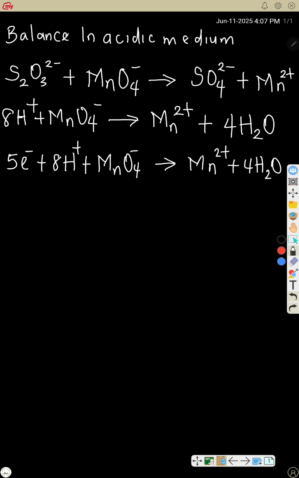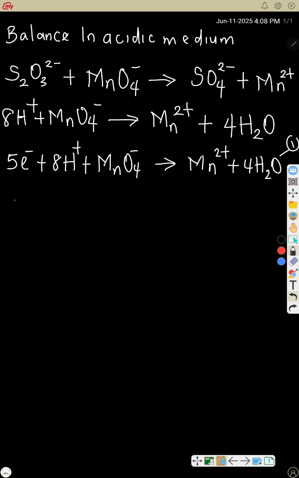So calculate the charge. What's the total charge here? This is minus 5 plus 8, that's 3. 3 minus 1, 2. So likewise, we have plus 2 here. So everything is balanced. So now let's balance the second half. Let's call this equation 1.